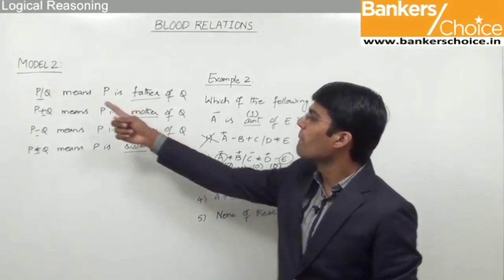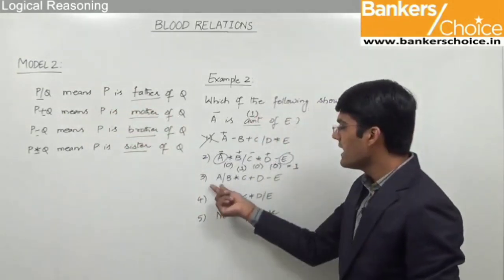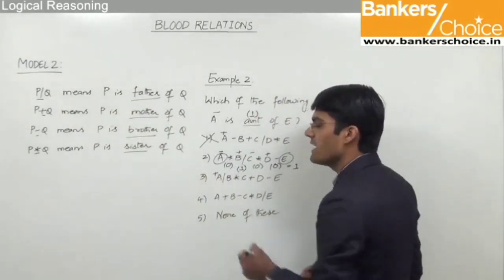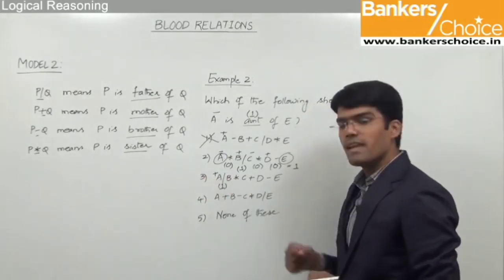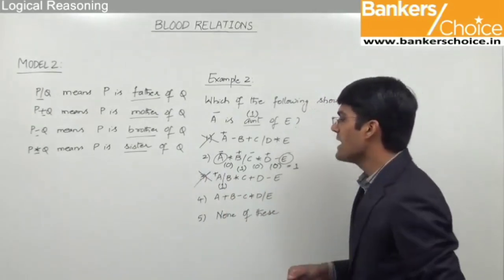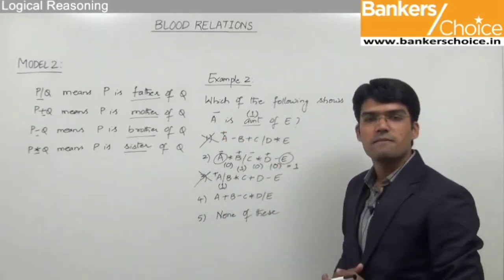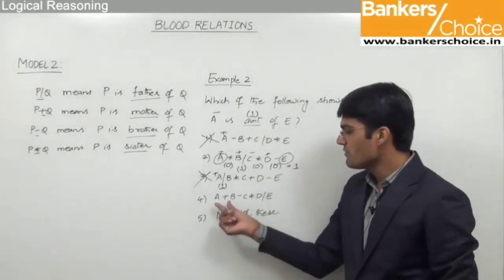A by B. By means father. So very clearly A is the father of B. So the gender of A is male and the generation gap is 1. But since the gender of A is male, option 3 cannot be the answer, as we want A to be a female person. Let us move to option 4.